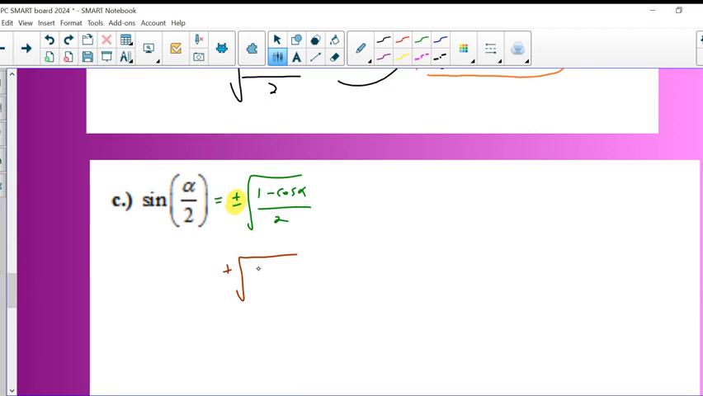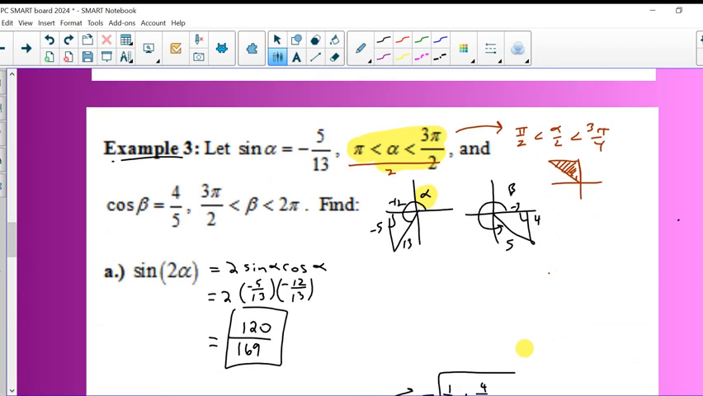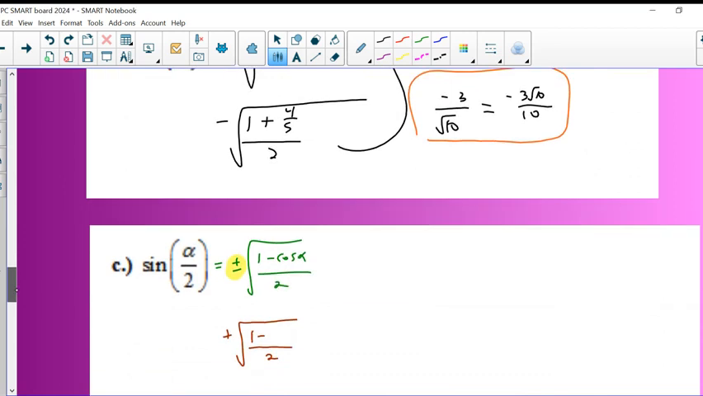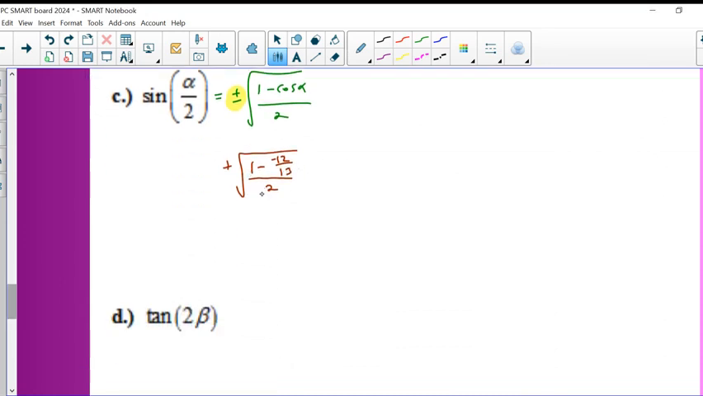So 1 minus the cosine of that angle, over 2. And again, scrolling up, cosine of alpha was negative 12/13. Careful of your negatives. So minus negative 12/13. There we go. So that becomes a plus 12/13. So I would say 1 divided by 2 is 1/2. And then plus 12/13 divided by 2 would be 12/26. And I just left it like that. I hope that's okay.